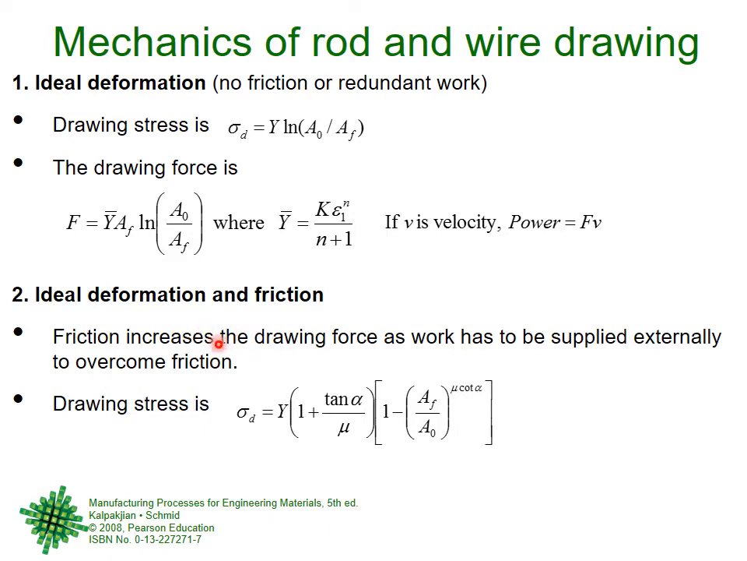So again, without going into the details of the derivation, the drawing stress including friction is sigma d = y bar (1 + tan alpha / mu) into this factor (1 - Af/A0)^(mu cot alpha). Here we have the flow stress, die cone angle, coefficient of friction, final cross-sectional area of the product, and initial cross-sectional area of the billet material. So this is for ideal deformation, and this is for friction, to overcome the frictional forces.